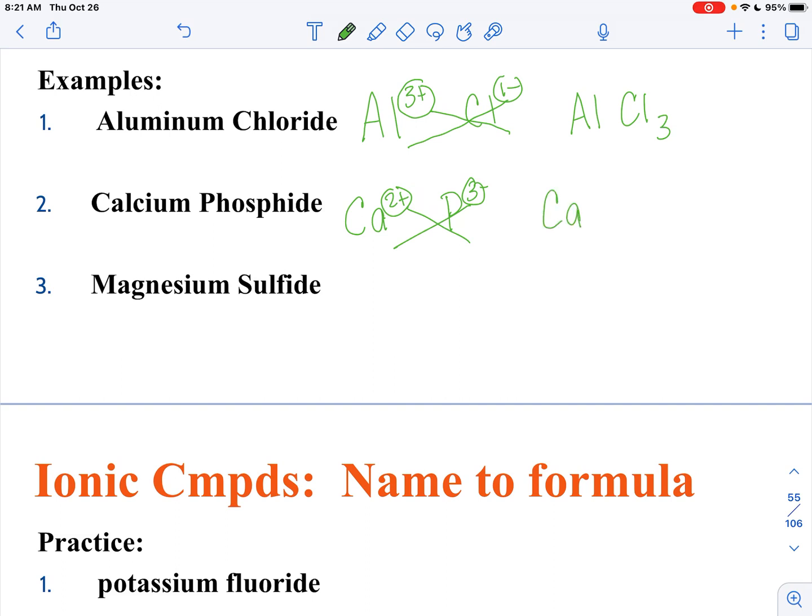So we get Ca3P2. Remember to get rid of the plus or minus. That is the formula. And if you wanted to test it out, you could write 3 calciums with their 2 valence electrons each, 2 phosphoruses with their 5 valence electrons each, and you will have a place for each calcium valence electron to fit onto a phosphorus.